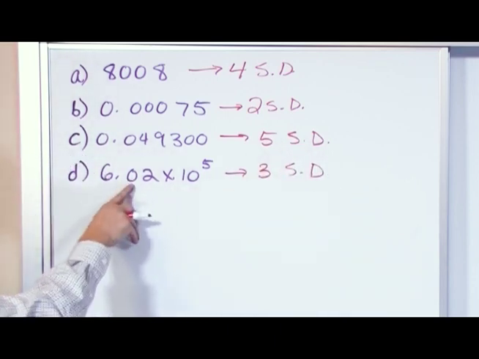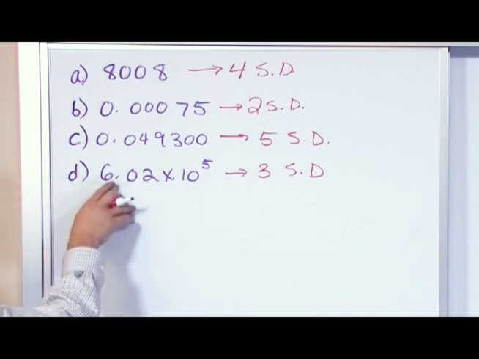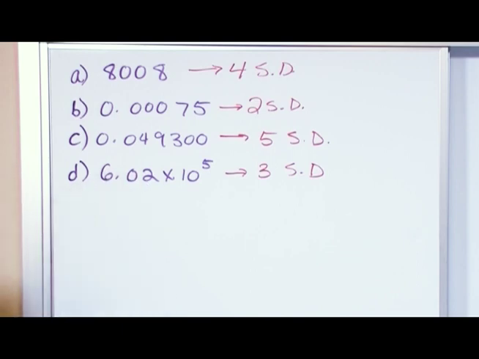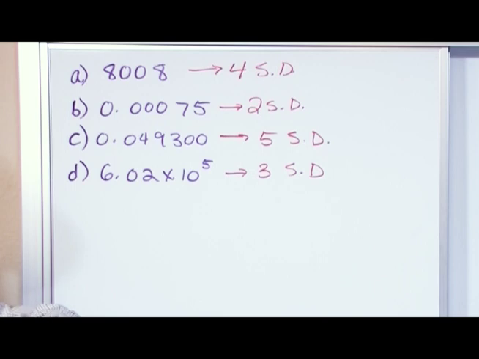Notice that in this case, this 0 does count. The reason that that 0 does count is because it's sandwiched between 2 other significant figures like that. All right, so it does count. So 3 significant figures.